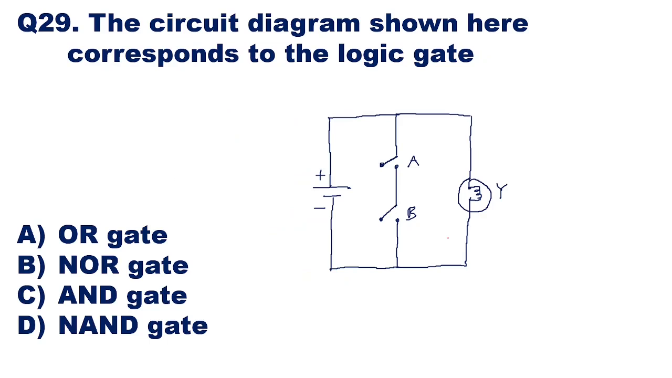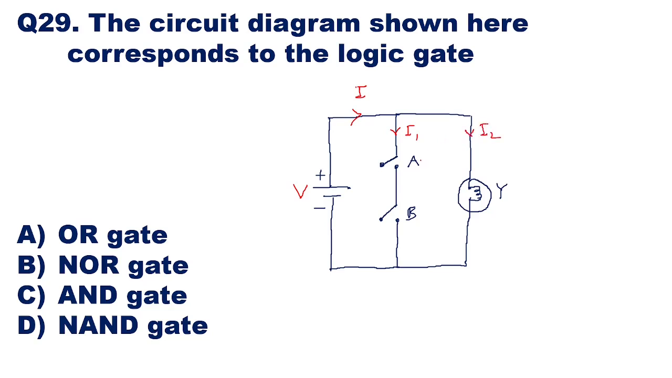The circuit diagram shown here corresponds to which logic gate? Now here, this is the voltage applied. This is switch A and switch B, and this is the bulb. When this voltage is applied, current is going to flow. Current is going to flow here also. So this is I1, and current is going to flow here also.